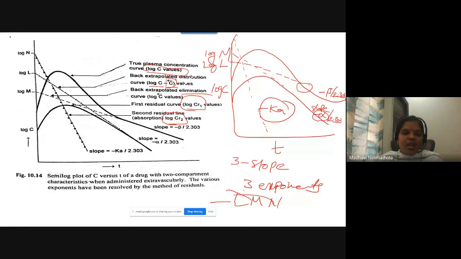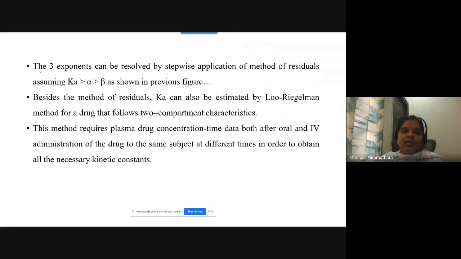So this is a semi-log plot of C versus T of a drug which follows two compartment characteristics when it is administered extravascularly. The various exponents have been resolved by the method of residuals. See, the three exponents can be resolved by stepwise application of the method of residuals, assuming Ka is greater than alpha, greater than beta.